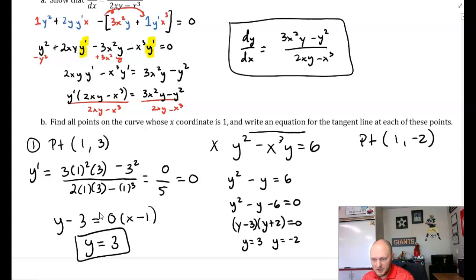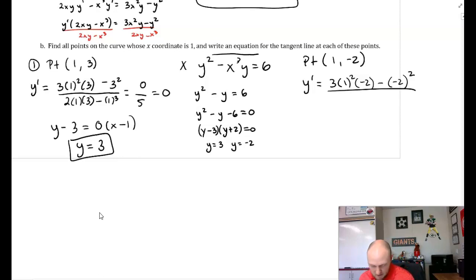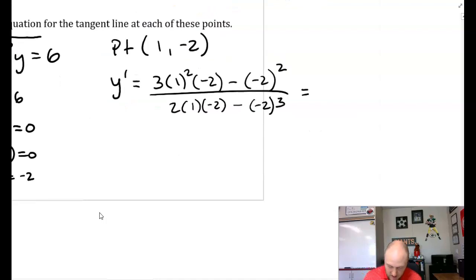Okay, and then I need to do the same thing now for my other point. Again, y prime is equal to 3 times x squared times y, which is negative 2, minus y squared, divided by, and again, I'm getting this from our given information up here, 2 times x times y, which is negative 2, minus negative 2 cubed.